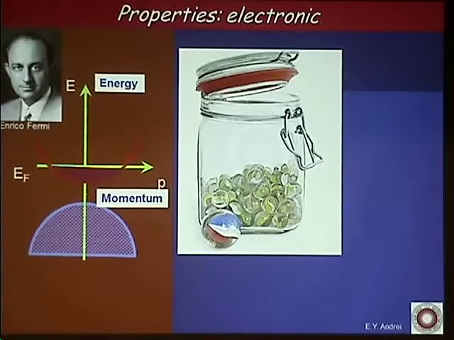So this is a valence band where nothing happens. The second jar you start filling. When it's half filled, your Fermi energy is out here, and the top electrons can move. There's still room for them to go somewhere. So this would be a conductor.